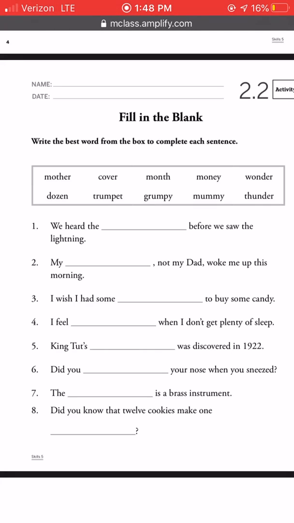I'm going to go back up to my box and look at my words and see which best fits in there. What do you think? I think thunder. Let me plug that in and see if it makes sense. We heard the thunder before we saw the lightning. Great, it makes sense. So I'm going to cross that word thunder off because I already used it. And I'm going to go on to the next one. Okay, you are going to complete the rest of this page. And again, go ahead and pause this video if you'd like before we go on to the next thing.